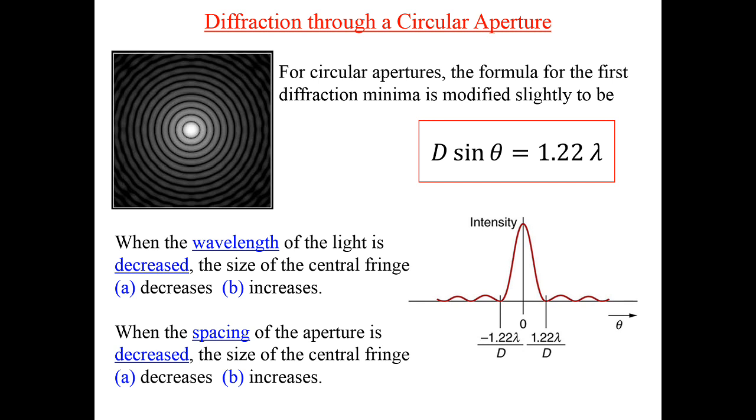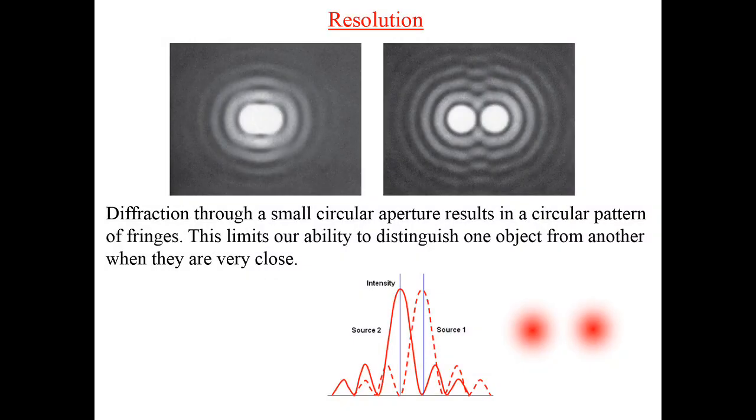And that means that the larger the wavelength, the larger the fringe, and the larger the aperture, the smaller the fringe. So one application of this is that the resolution, the ability to distinguish between two objects, is fundamentally limited by the wave nature of light. If two objects are so close that their destructive interference-based dark fringes overlap with each other too much, then no matter how good your lens is, you will never be able to distinguish the two.